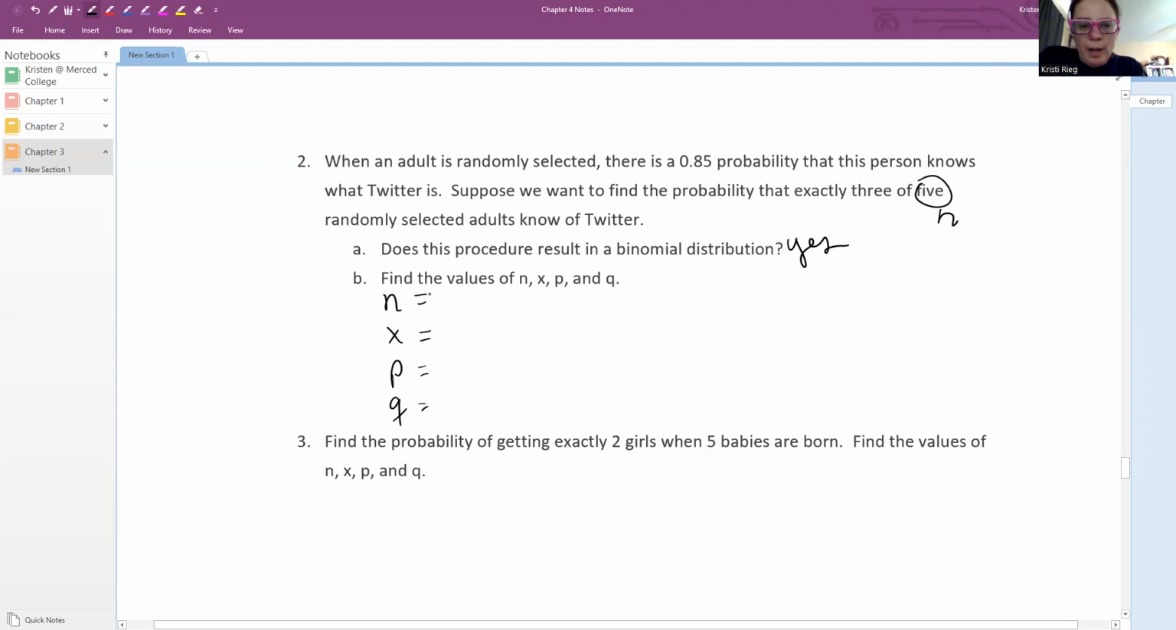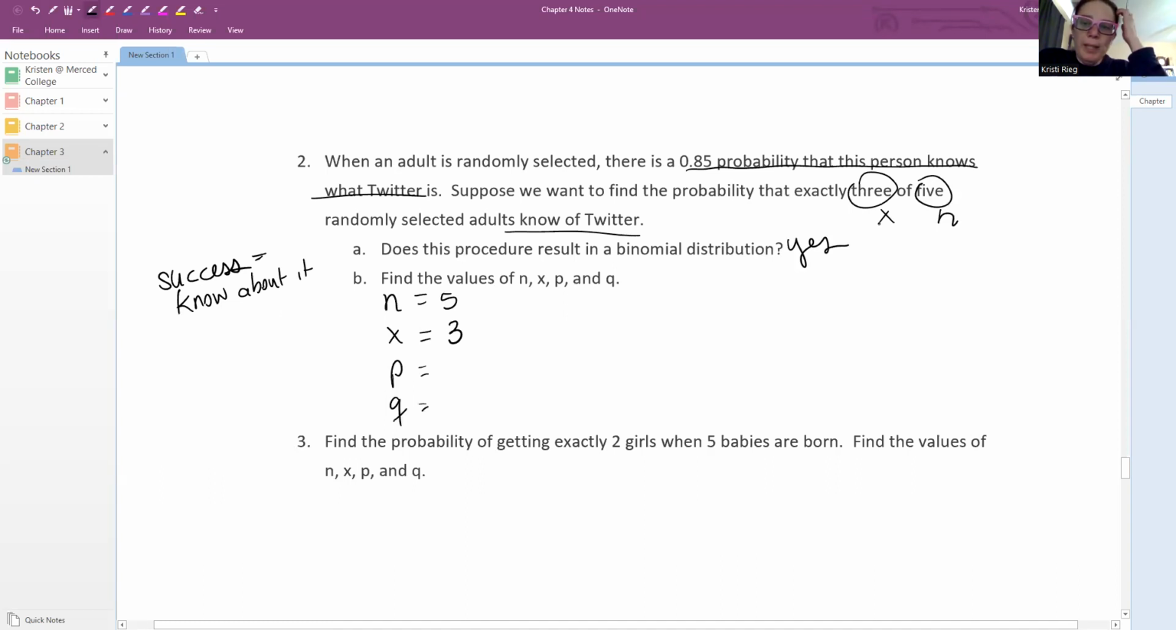Okay, so n we said was 5 because there are 5 total people being asked. X is how many people were a success. A success in this problem is knowing about it. It says there's a 0.85 probability that this person knows what Twitter is. We want the probability that exactly 3 out of 5 know of Twitter. So if you know of Twitter, that's a success. So we want 3 successes out of 5.